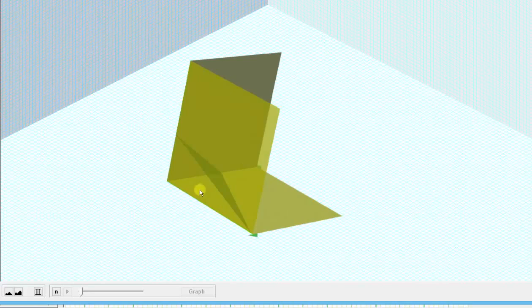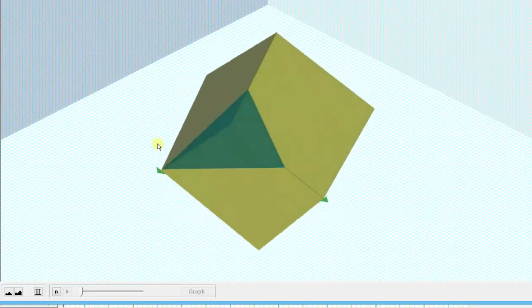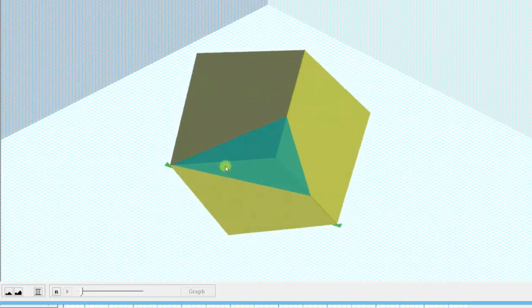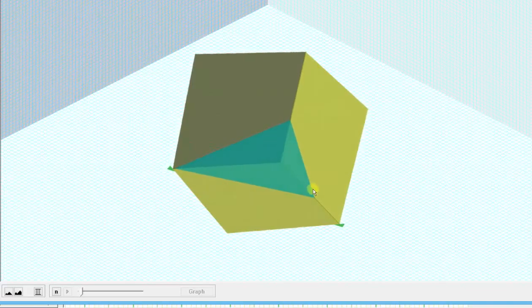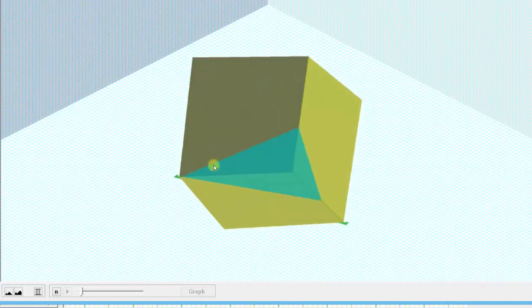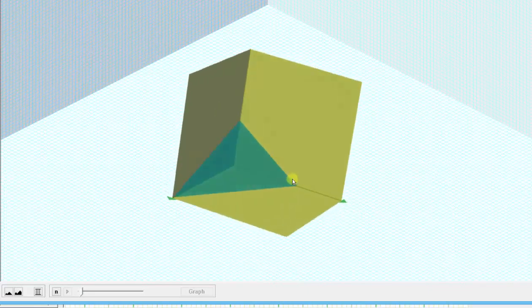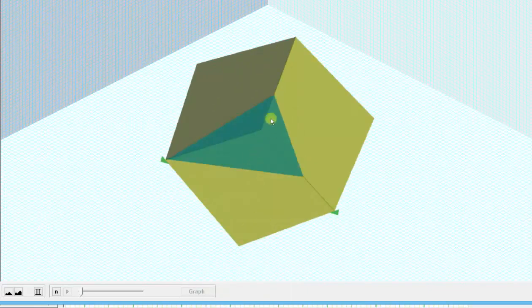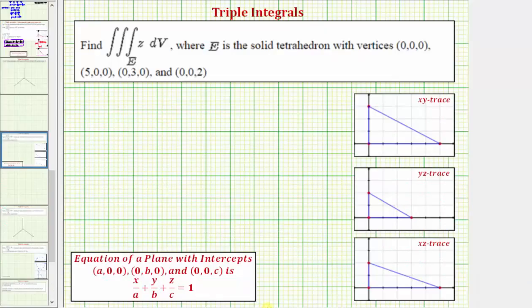Notice how it's bounded by the three coordinate planes, and this green plane here, where this point would be the x-intercept, this point would be the y-intercept, and this point would be the z-intercept. So our first step is going to be to find the equation of this plane here, given that we know the three intercepts. Once we find the equations of the planes that bound the tetrahedron, this will help us determine the limits of integration.